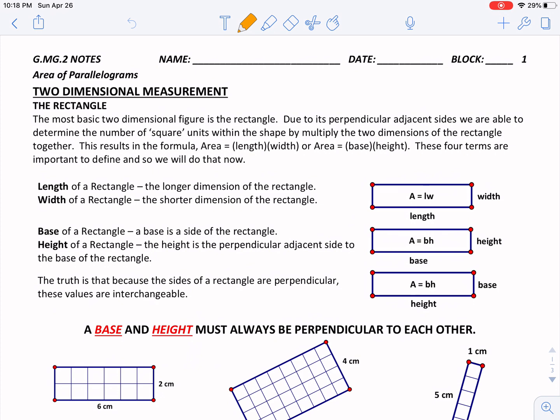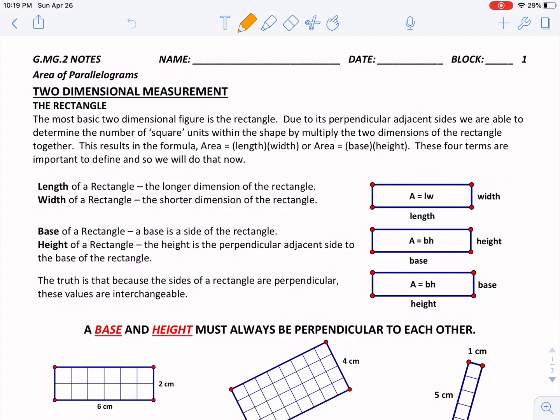All right. A couple things about week 5 is that there's 4 different shapes that we're going to talk about the area of this week. How can we find the area of a parallelogram? How can we find the area of a triangle? How can we find the area of a trapezoid? How can we find the area of a regular polygon?